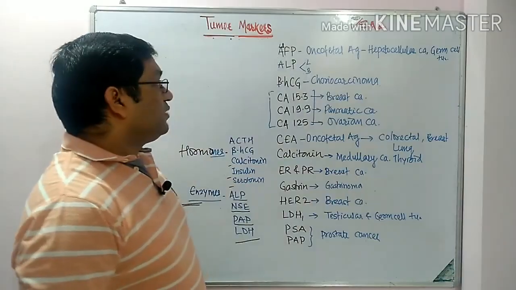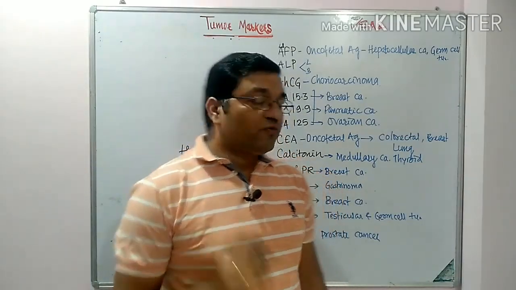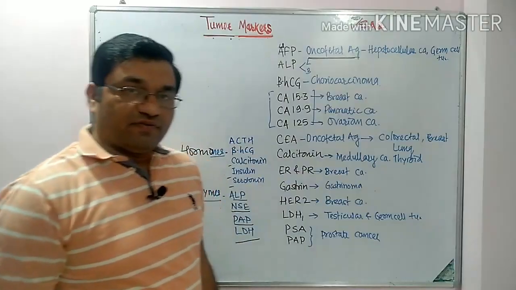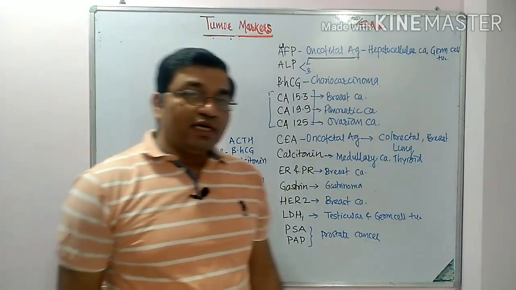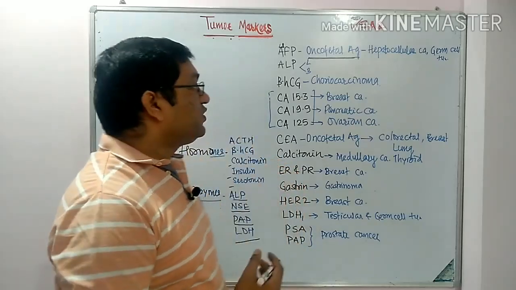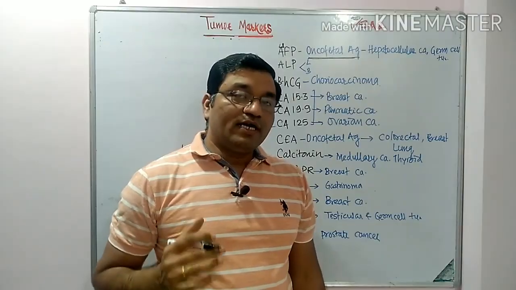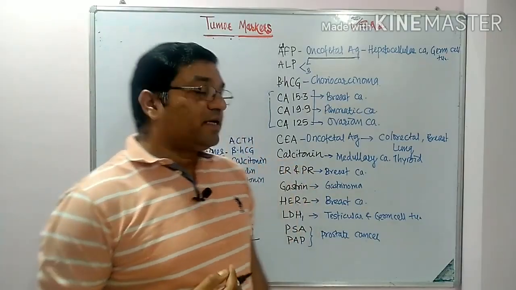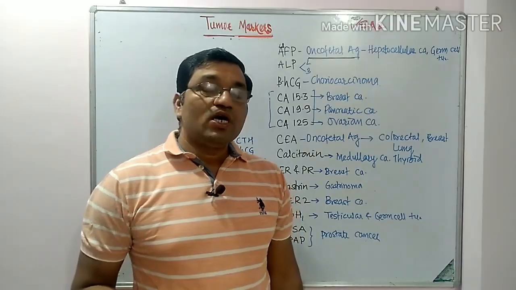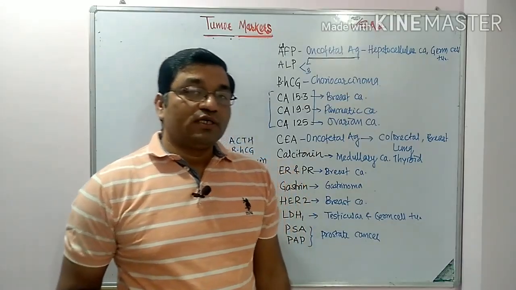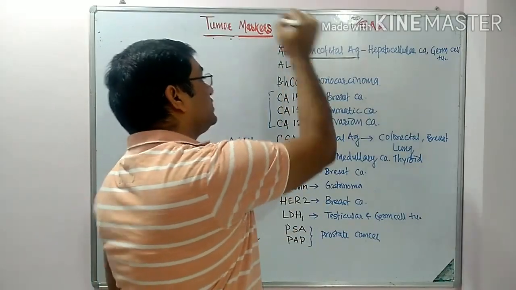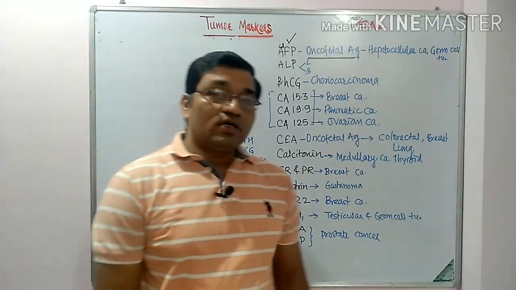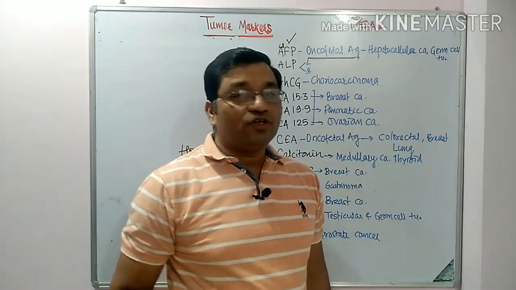Okay, so coming to the one by one discussion, alpha fetoprotein is an oncofetal antigen. It is produced during the fetal life. Later on, in the adult life, the concentration of alpha fetoprotein decreases. But whenever there is cancer of hepatic cells, or hepatocellular carcinoma, or whenever there is germ cell tumor, the concentration of alpha fetoprotein increases. So alpha fetoprotein is used in the detection of hepatocellular carcinoma and germ cell tumors.